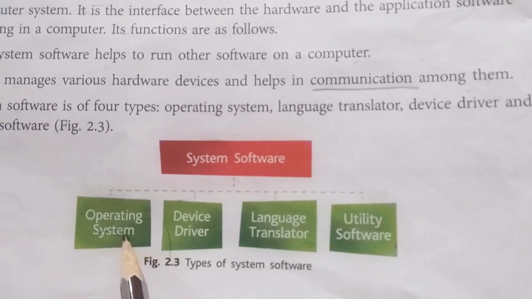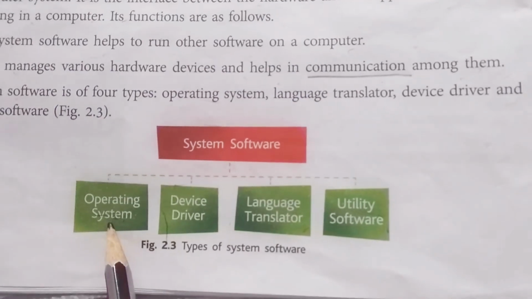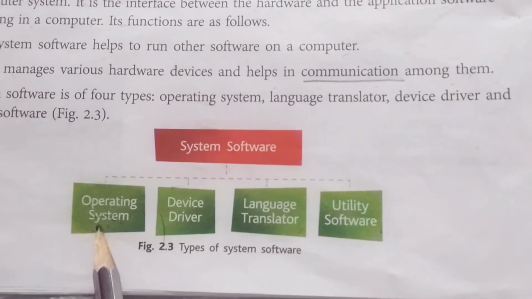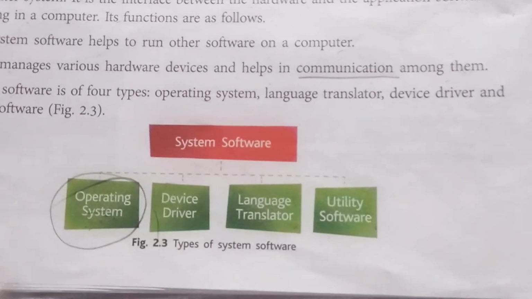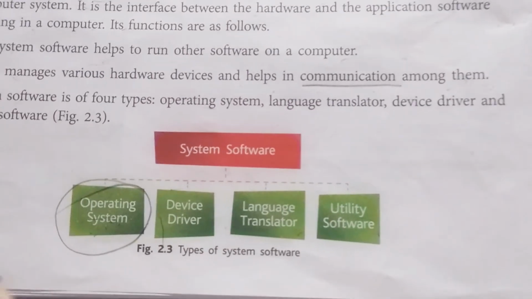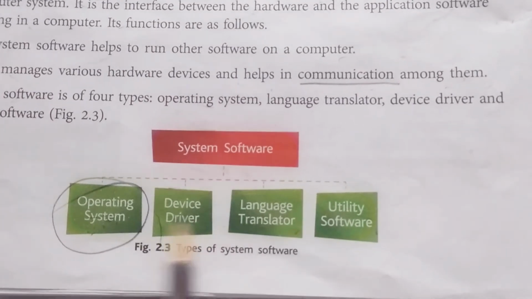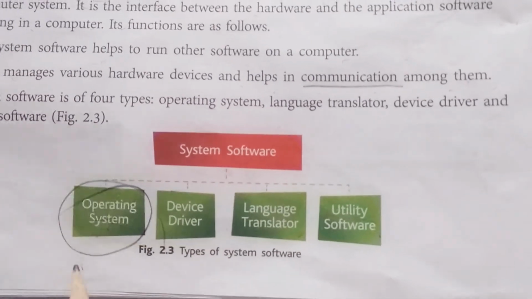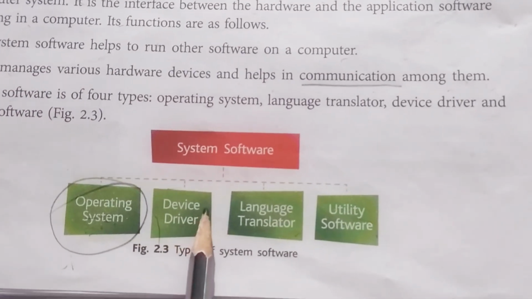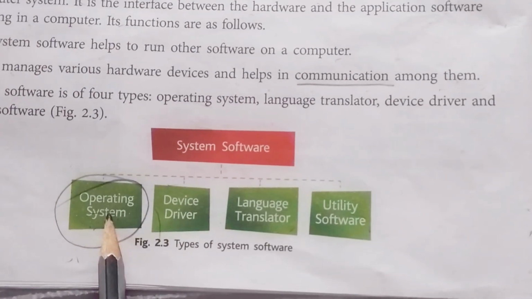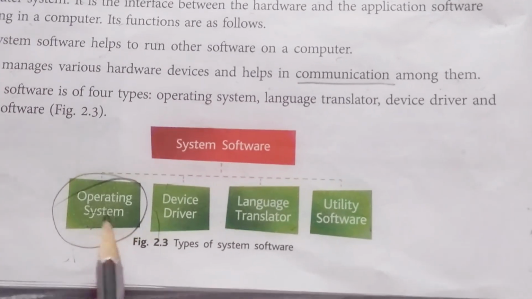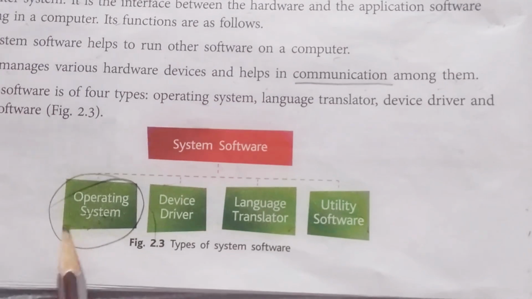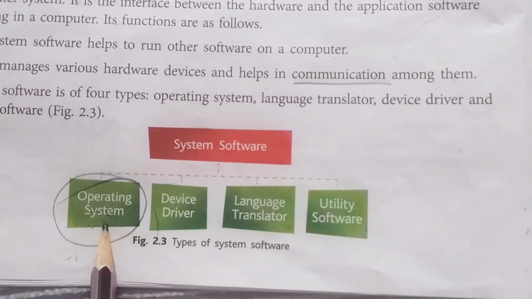Operating system is what? Operating system is the most important system of the software. You cannot work on a computer without an operating system. There are different operating systems. Operating systems are also of 2 types. It is of character based also and graphical user interface also.